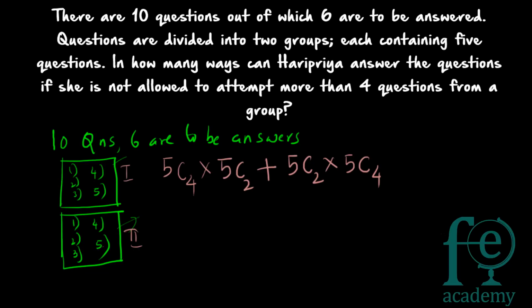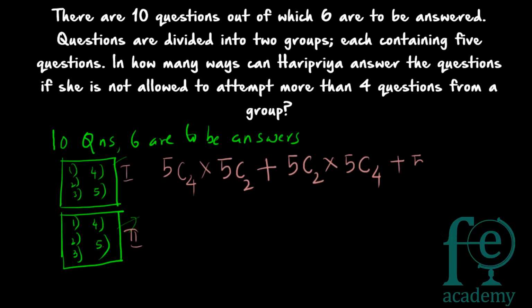Now what is the other way she can do? She can select 3 questions from the first group and 3 questions from the second group. The thing is, she is not allowed to attempt more than 4 questions from a group. So she can attempt fewer than 4 questions, no problem, but she won't be able to attempt more than 4 questions. So she can just divide. She can attempt 3 questions from the first group and 3 questions from the second group.